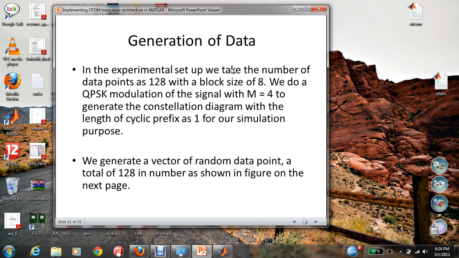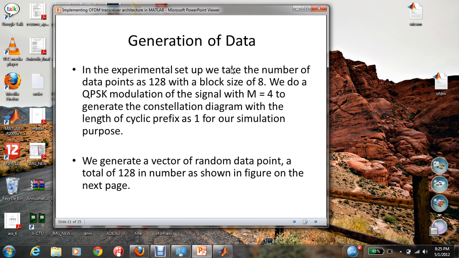Okay, so for simulation purposes, this is the experimental setup where we are using a total number of 128 data points, and the block size is basically kept to 8. So as a result, we'll be having 128 data points divided into 8 blocks, a single block having 8 data points. As a result, we'll be having 16 rows, or rather 16 columns, of the total data set.